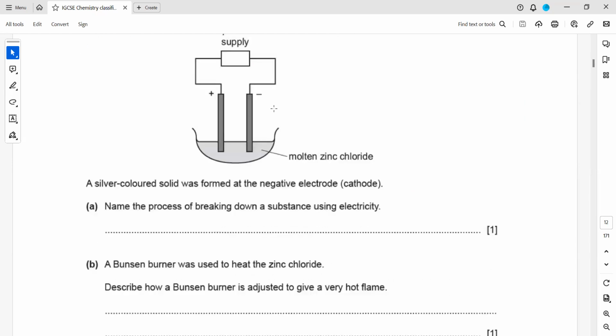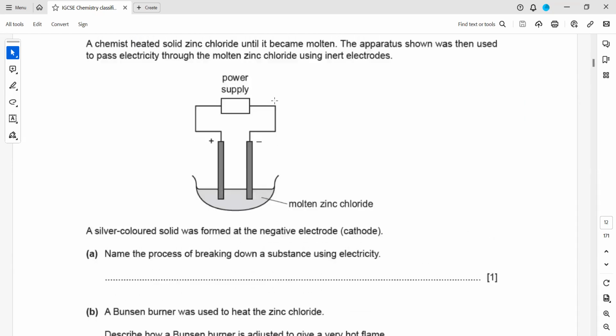The first one: name the process of breaking down a substance by using electricity. What do we call this? So we call it electrolysis.